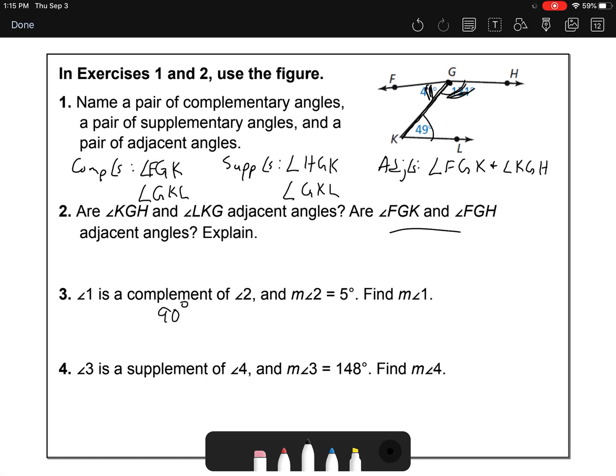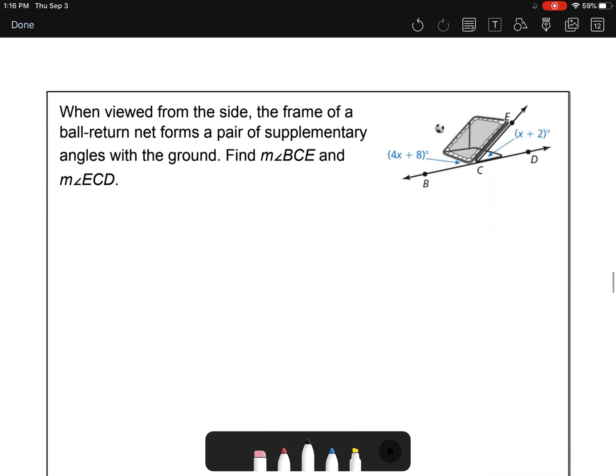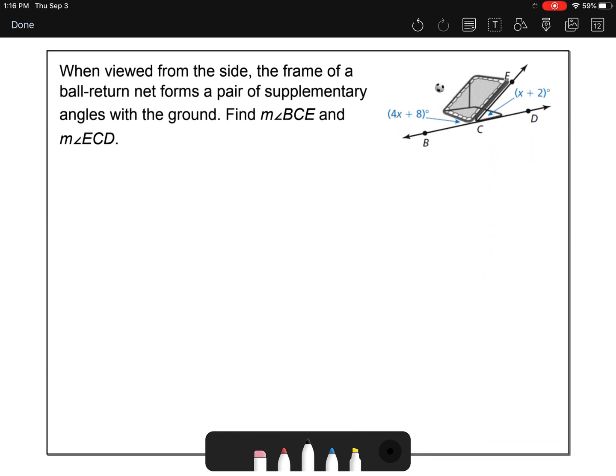All right, how about this? Angle 1 is a complement of angle 2. That means they add up to 90. Angle 2 is 5. What's angle 1? 85 degrees, isn't it? 90 minus 5. 3 is a supplement of 4, which means they add up to 180. Well, if 3 is 148, what's 4? Got to subtract, don't you? 32. Again, if this is too fast, it's not meant for you to take this in one chunk. You should pause it and think about it, solve it for yourself, and then look, oh yeah, I got the same answer.